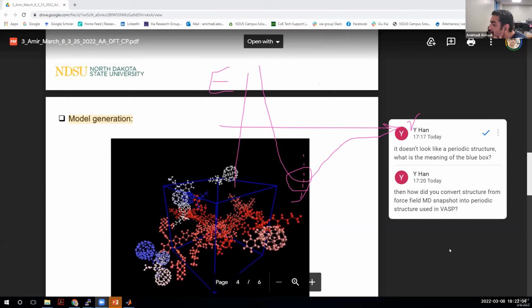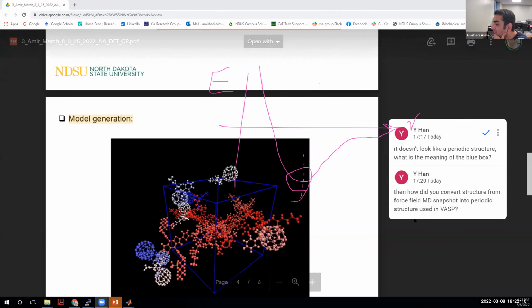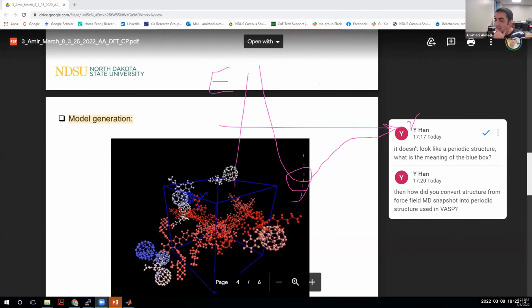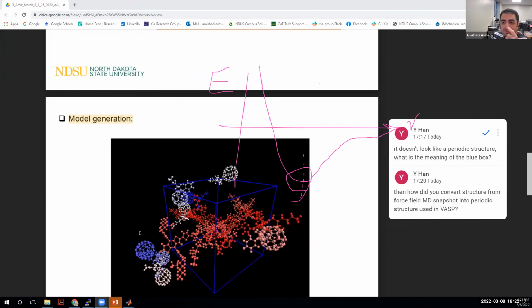Yulan asked, does it look like a periodic structure? We already talked about it. Then how did you convert the structure from the force field snapshot into a periodic structure using VASP? It's just a simple way that we use, based on those Fortran codes Dr. Kilin provided.